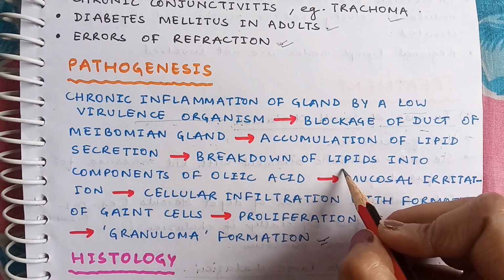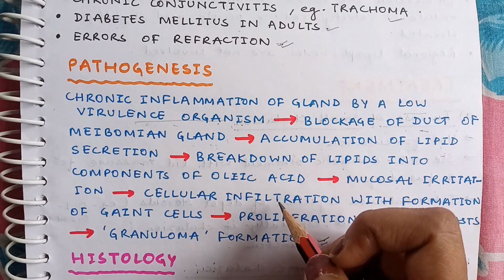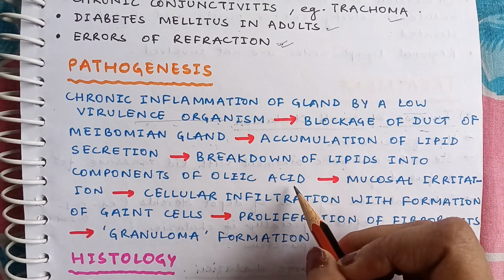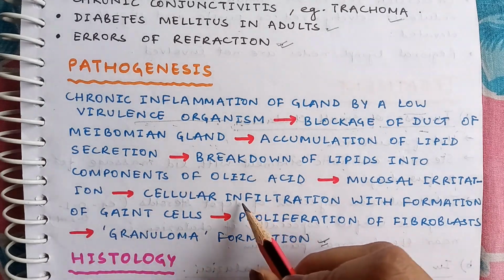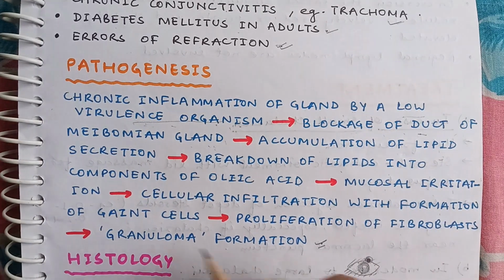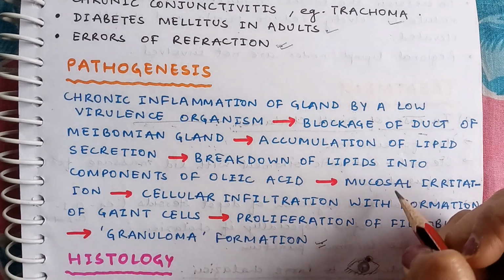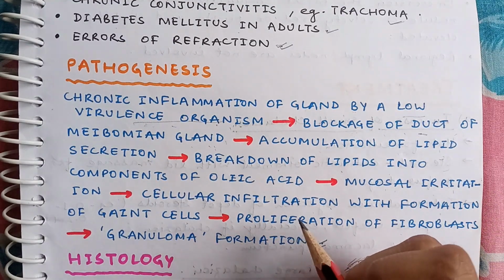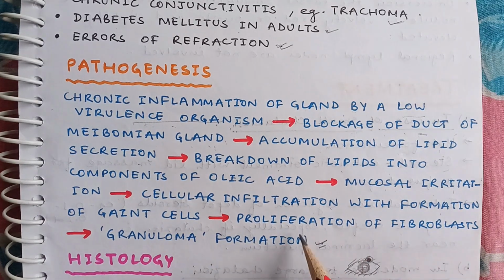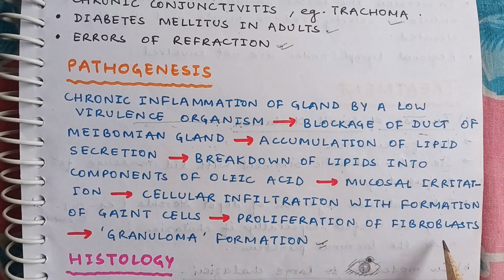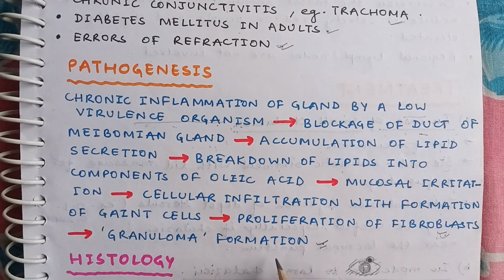Next is breakdown of lipid into components such as oleic acid. Consequently, there is retention of sebum in the glands, causing their enlargement. As a result, mucosal irritation occurs and cellular infiltration with formation of giant cells happens. Inflammation of the blocked meibomian gland and surrounding tissues occurs. After that, proliferation of fibroblasts occurs and granuloma formation happens.